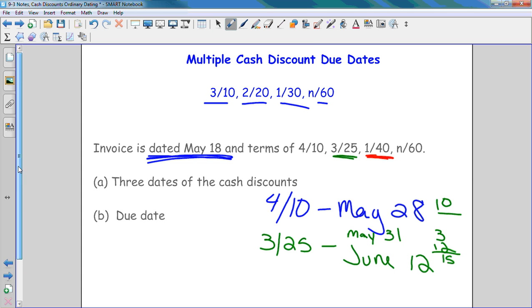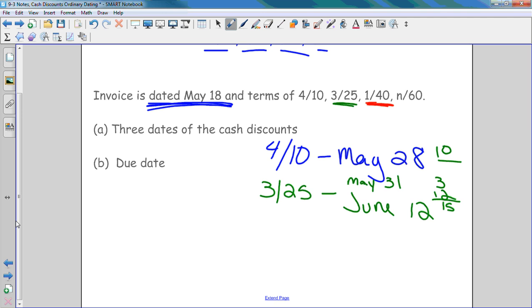So I get 1/40. Well, I'm only to 25 days at June 12th. How many days do I have to add yet? I'm only at 25 days, so I have to add 15 more days after June 12th. And that gives me 40 days. Well, do I go over 30? June has 30 days. No, so I just add them together and I'm going to get June 27th. So I'm at 15, 30, 40 days.